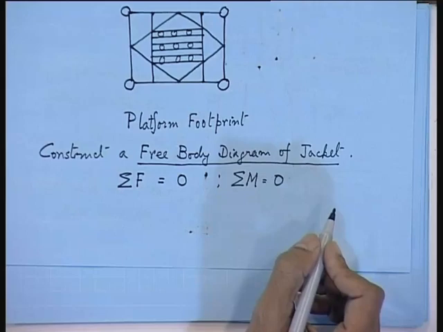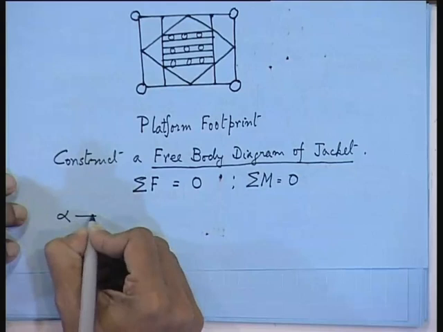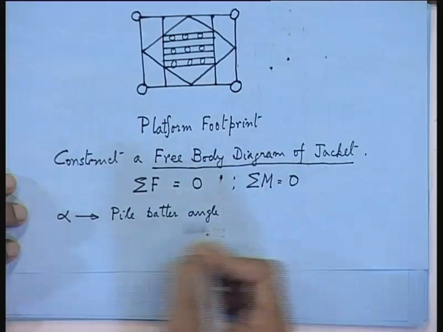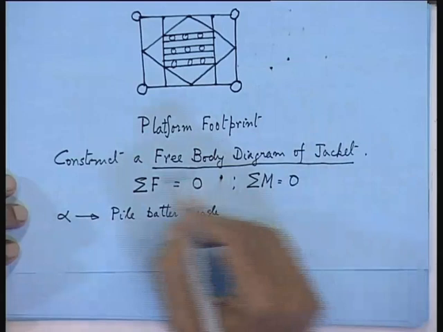Now that is why this footprint will come, and from this you find out this pile batter. So this alpha you have to find out, the pile batter angle. Actually, they don't say angle; they simply mention the batter. So this you have to find out from the force equations that will come from the free body diagram.